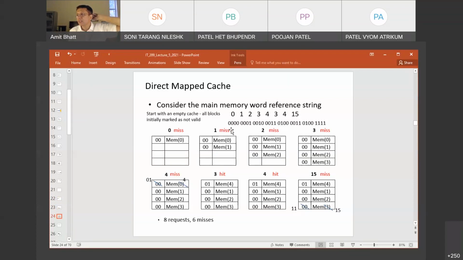Just 1 second. Someone asks: sir, what if the cache memory is not a power of 2, like 10K? Normally, it is better to have it as a power of 2.